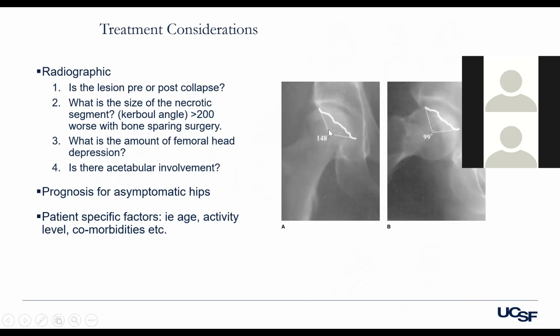One angle that's often tested is the Kerbol angle, which is the sum of the extent of the degrees of the joint surface that's affected by the lesion. If this lesion is marked out by this line, you add up the AP and the lateral view, the total degrees, and above 200 is less likely to do well with any sort of bone-sparing surgeries like decompressions. It also matters where these lesions are. If they're in the weight-bearing dome, even less than 200 is often poorly prognostic. If there's any acetabular involvement, the cat's already out of the bag.